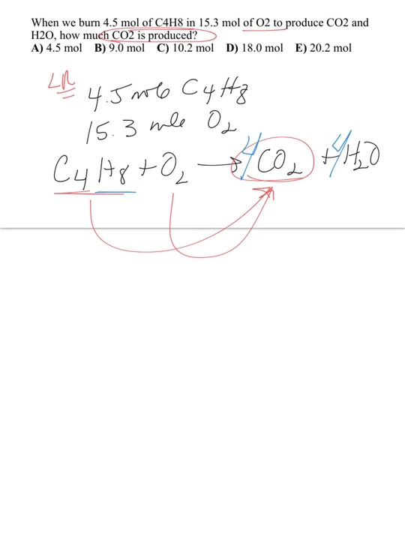Now we have to make sure our oxygen is balanced. We have 4 times 2, so 8 oxygens, plus 4 oxygens. So on the product side, we have 12 oxygens. Over here, we have 2 oxygens. What can we multiply by 2 to give us 12? 6. Okay, now we have a balanced equation.